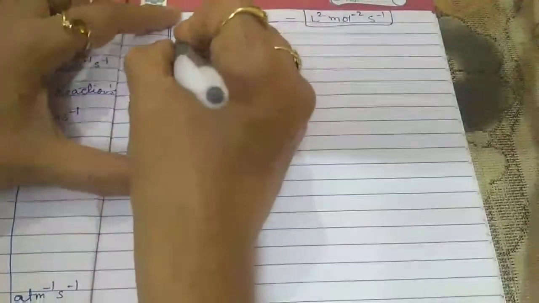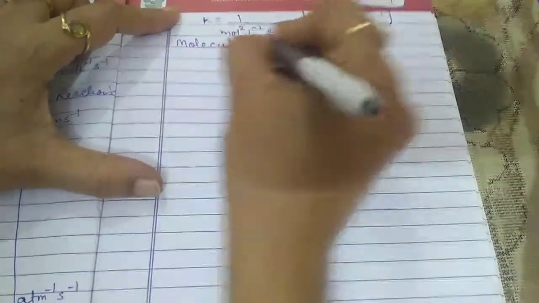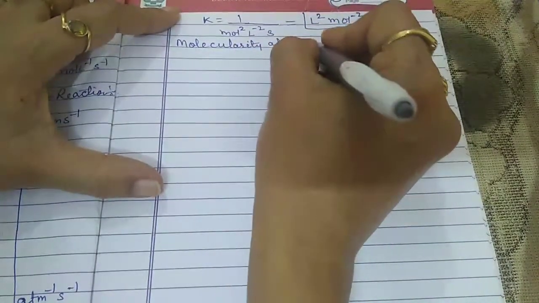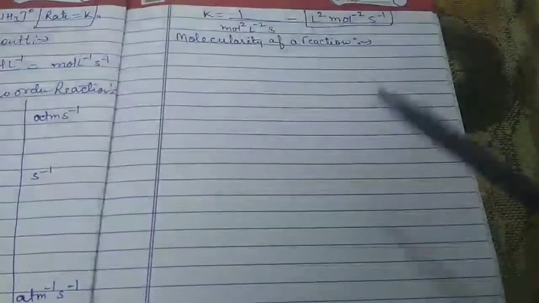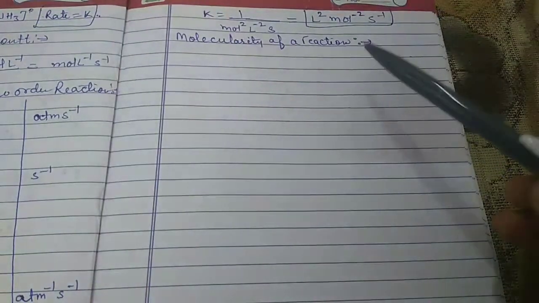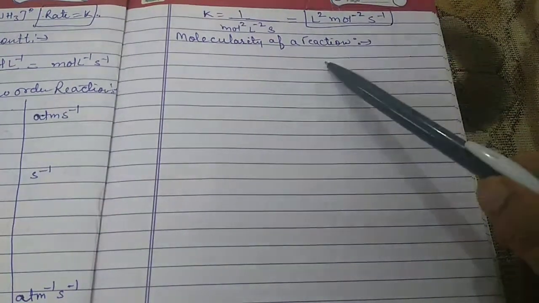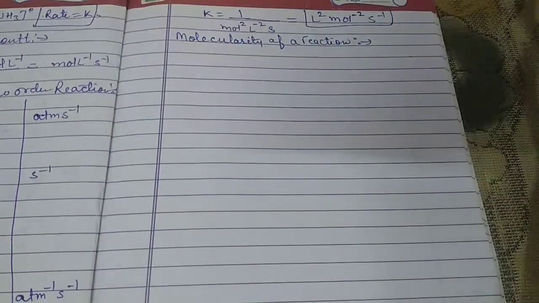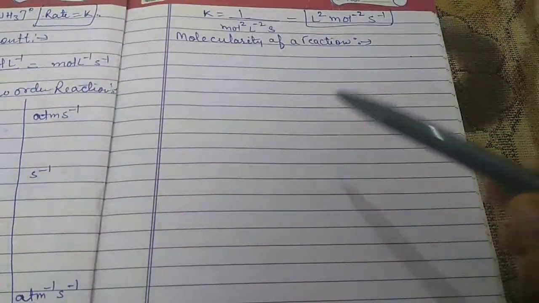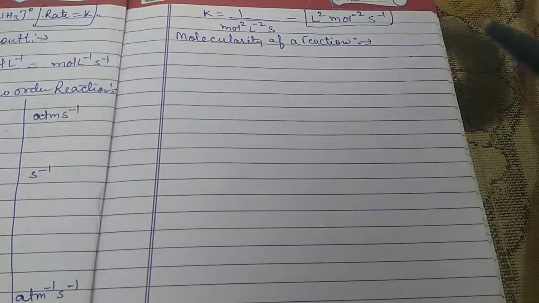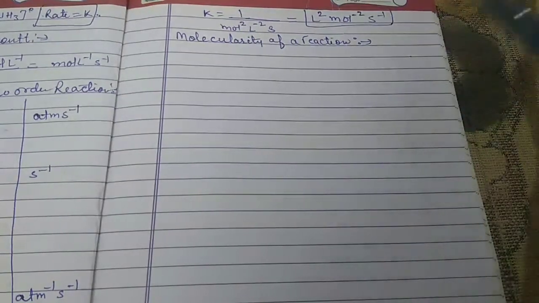Now the next topic is molecularity of a reaction. According to the collision theory, for a chemical reaction to occur, the reactant molecules must collide with each other. So when the reactant molecules collide with each other, they give the product. So the number of reacting species, now here I am using the word reacting species, the meaning of reacting species is maybe the molecules, maybe the atoms, or maybe the ions.